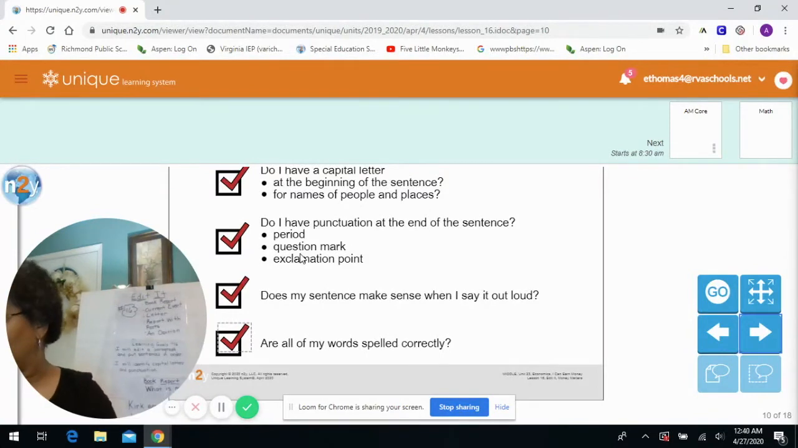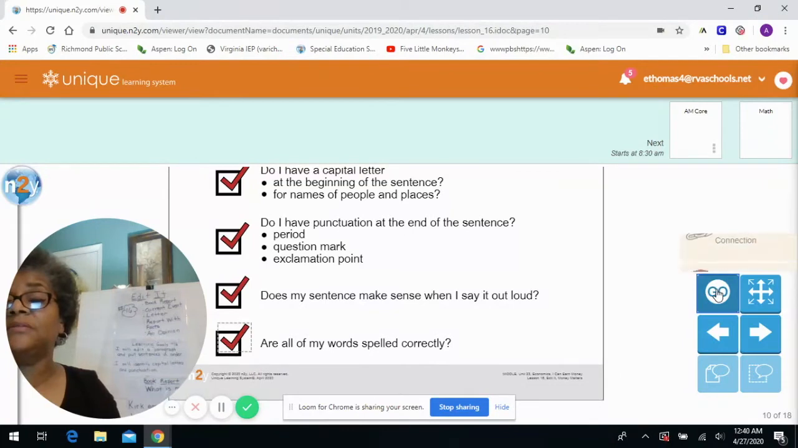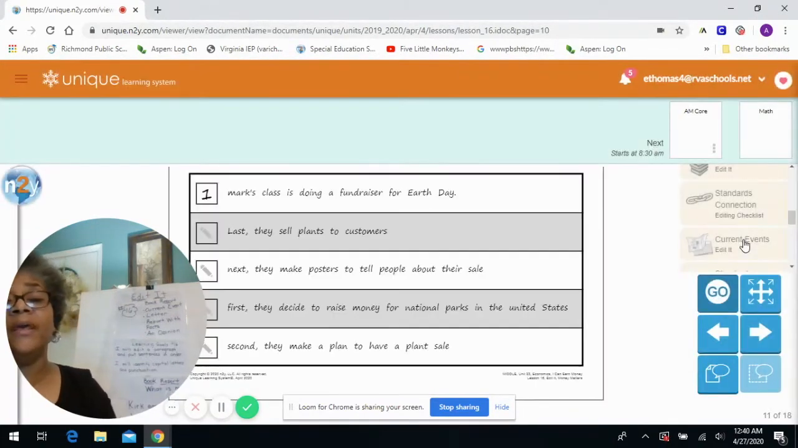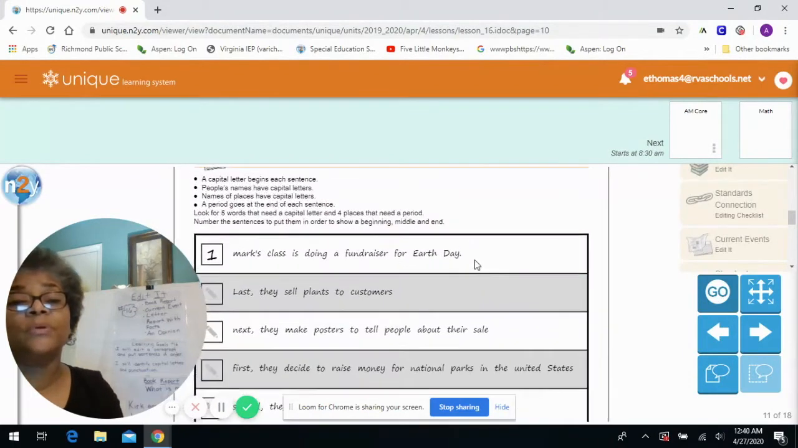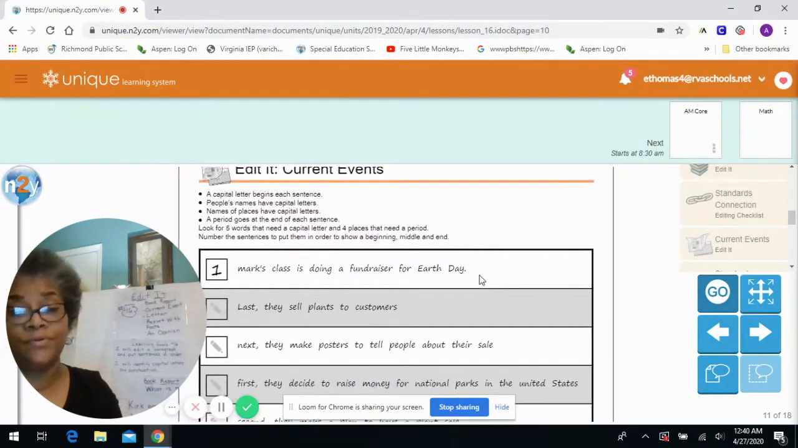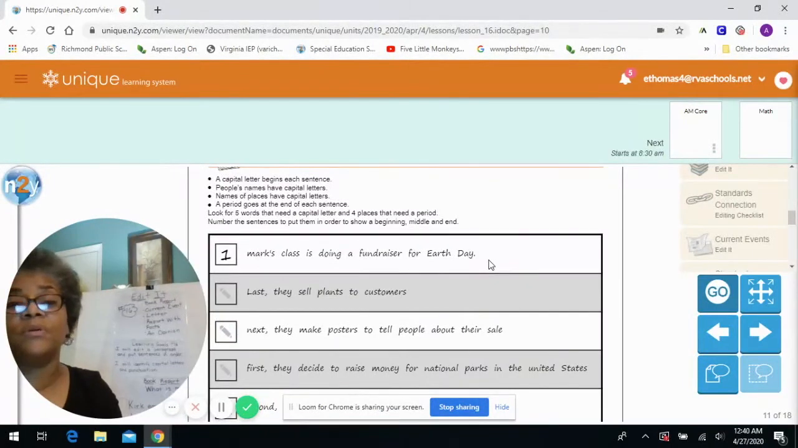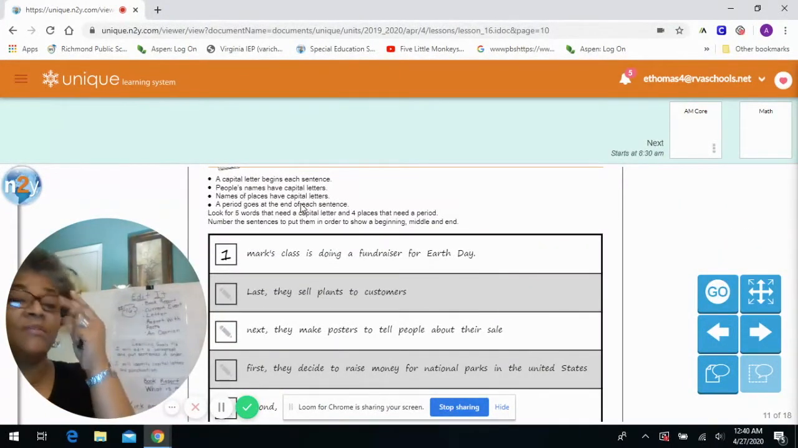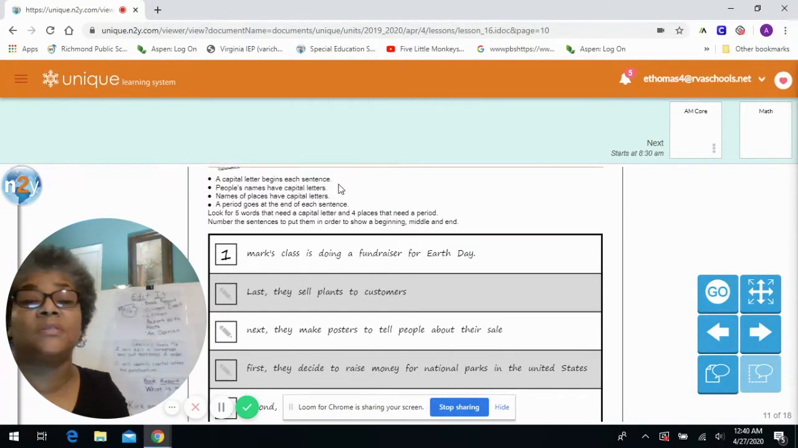So go to your current events page, and we're going to correct that one. And this one is a little different. This one has when we put the sentences in order. Okay, we have to put them in order. A capital letter begins, and these are things to remember. A capital letter begins each sentence. People's names have capital letters. Names of places have capital letters. A period goes at the end of each sentence.